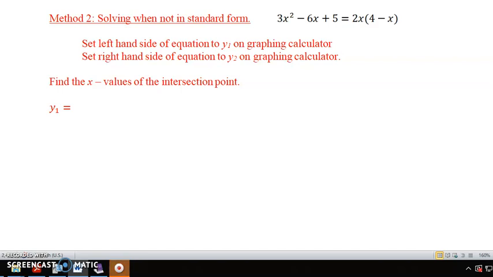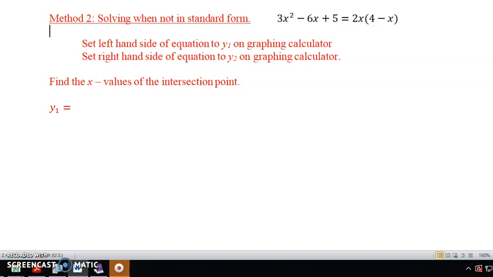Hello everybody, welcome back. Now we're going to do method 2. I'm going to show it on Desmos and of course the graphing technology. It says solving when not in standard form. So when you are given an equation, it looks like this. This is the easiest way to solve this. So it's a step-by-step process and it's very simple.